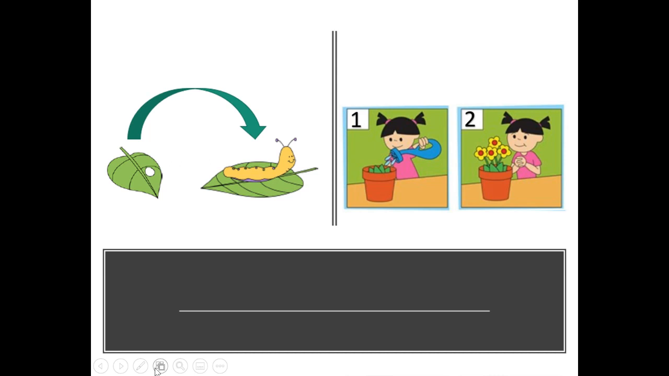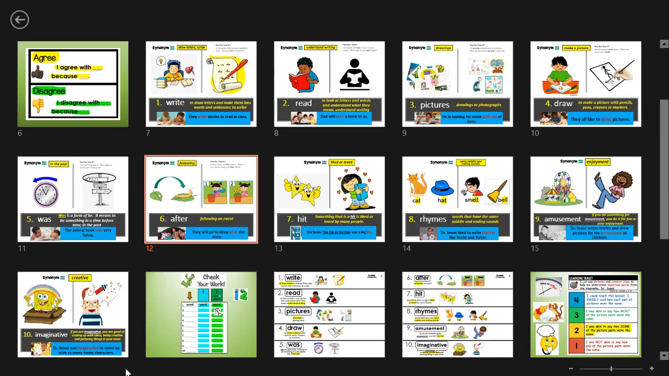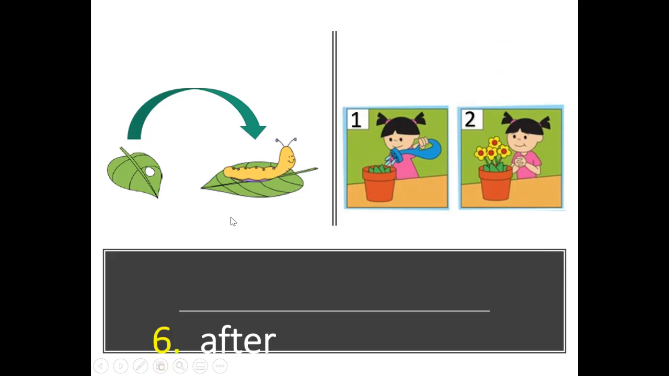So how are these pictures the same or similar? They both? Well, they both show, whoops, sorry about that, boys and girls. They both show after, A-F-T-E-R, after. So what happened after there was an egg? Out came a caterpillar. So after, what happened after the girl watered the plants? The plants grew. After, A-F-T-E-R, after.